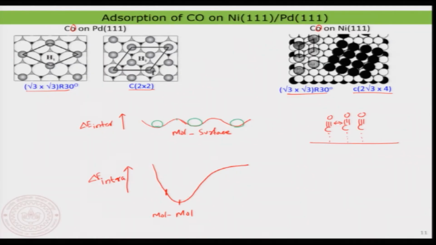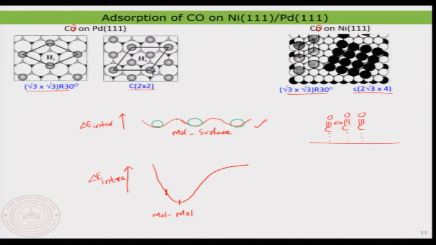But whenever the coverage is very low, you do not need to even consider the so called delta E intra, because the molecules are too far away. So, there you only have to consider this particular contribution, but when the concentration of the molecules increases, you also need to consider the contribution from the delta E intra, because the molecule equilibrium distance is very important in that case. So, now you see that when you want to occupy more molecules on the surface, I need to make a compromise.